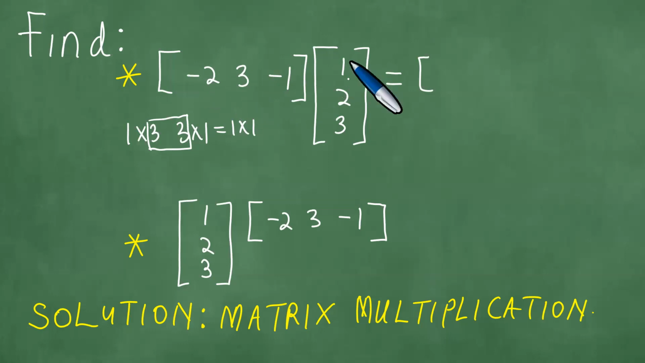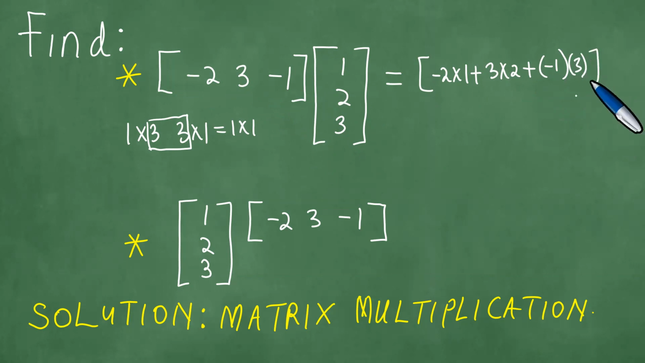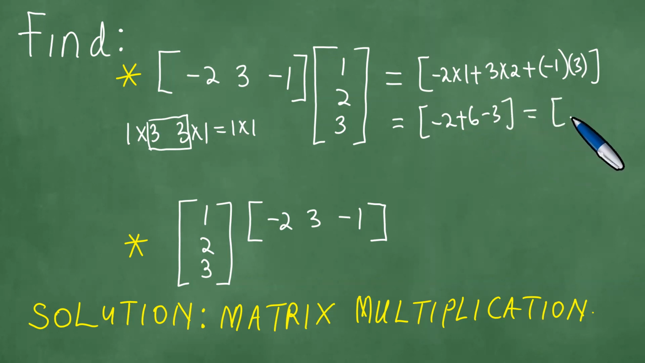And now we multiply this row by this column, so it's minus 2 times 1 plus 3 times 2 plus minus 1 times 3, like so. And if you look at these very carefully and you simplify everything, what do we get here? So this is exactly minus 2 plus 6 minus 3. And the result is what? It's exactly 1. It's exactly the number 1.